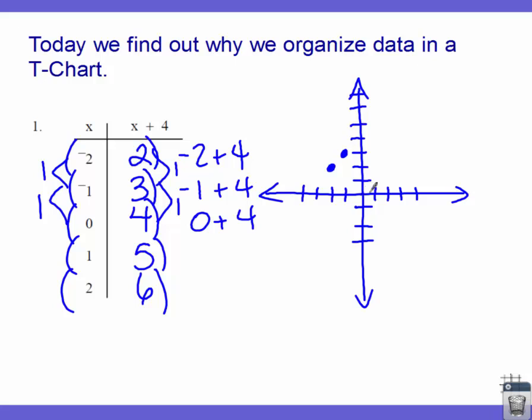So I move right or left none, and I go up 4. And I put a dot. Now what are you noticing about those dots? Looks like they're kind of forming a line.